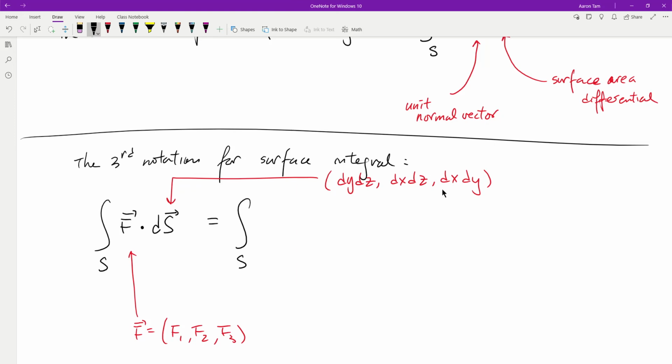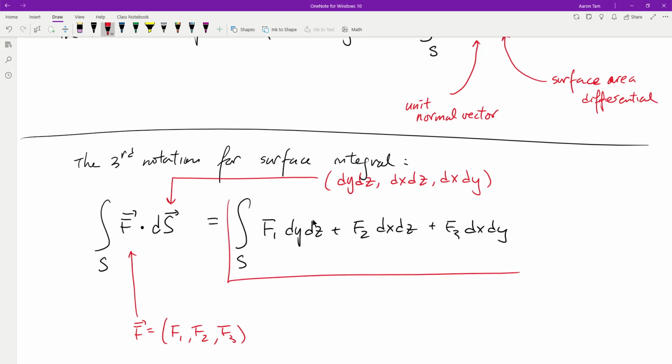And it's actually very easy to remember. Notice that dy dz is in the x position, dx dz is in the y position. Notice y is missing. dy dz is in the x position, that's why there's no x in it. And dx dy, the last one, is the z position, that's why there's no z. So that's how I remember it. And so this would equal f1 dy dz plus f2 dx dz plus f3 dx dy. So that is our third notation for surface integral.